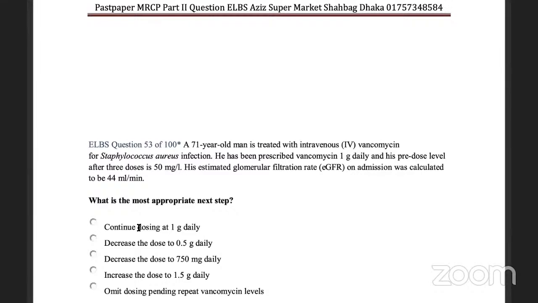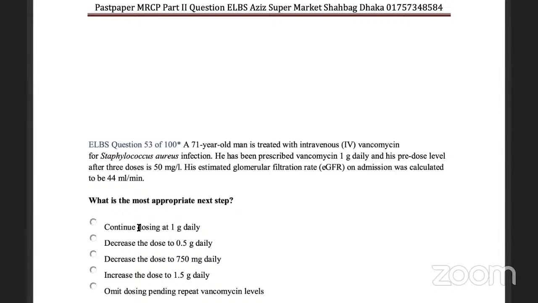What is the most appropriate next step? A 71-year-old man is being treated with intravenous vancomycin for Staph aureus and has been prescribed vancomycin 1 gram daily. The pre-dose level after the third dose is 50 milligrams per liter. Estimated GFR is calculated at 45 ml. So what is the most appropriate next step?